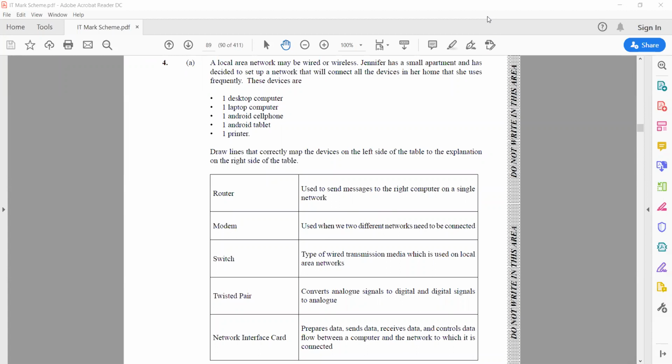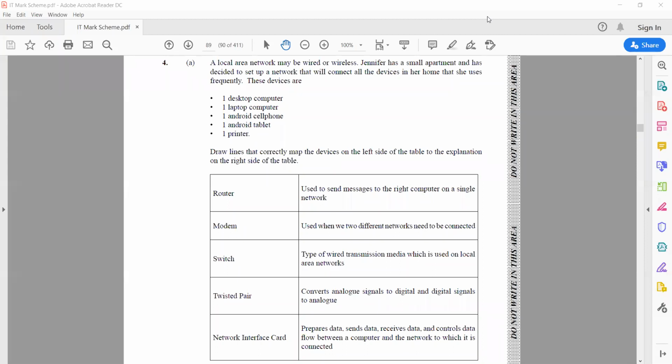Okay, I've seen some answers coming in. So the first one I see is switch is 4, so we have a switch as converts analog signals to digital and digital signals to analog. And then we have twisted pair 3, type of wire transmission media which is used on local area networks. So that second answer is correct. The twisted pair is the type of wire transmission media used on local area networks. That's correct. The switch, no, that's not correct.